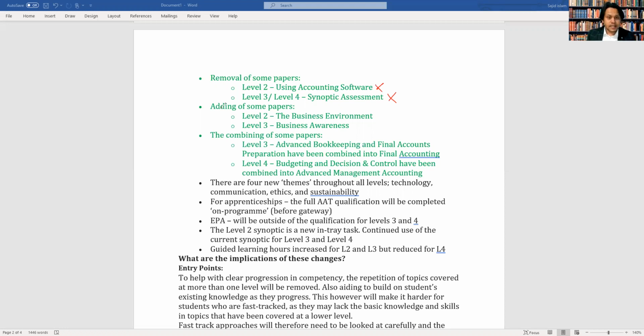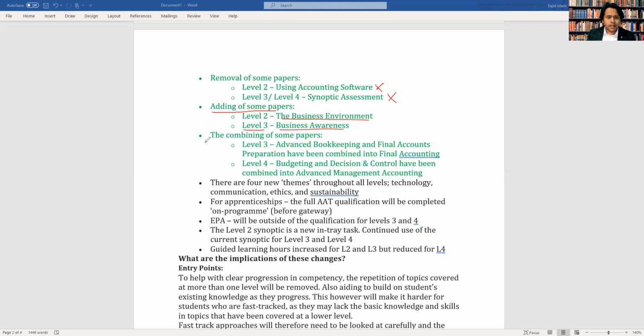Then adding some papers, they will add two new papers. In level 2, there will be a new paper called business environment. And in level 3, there will be a new paper called business awareness. So these two new papers will be included in the syllabus.